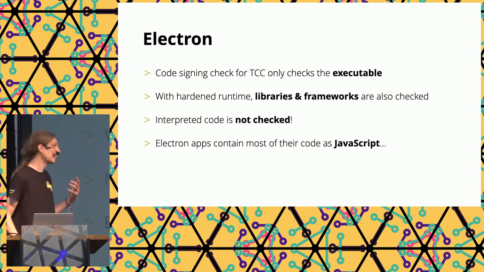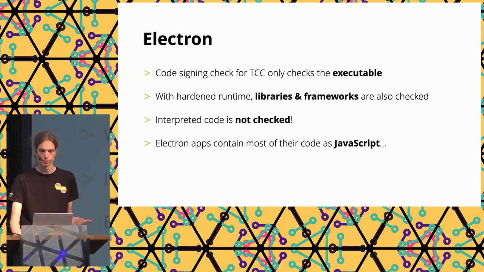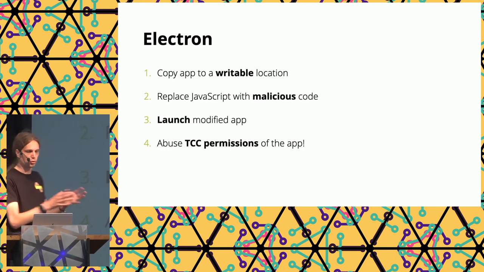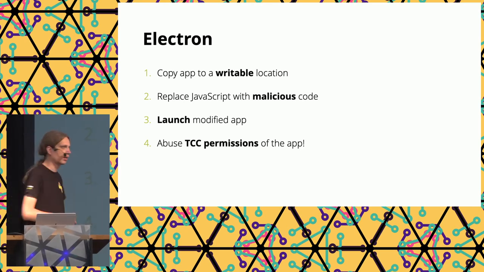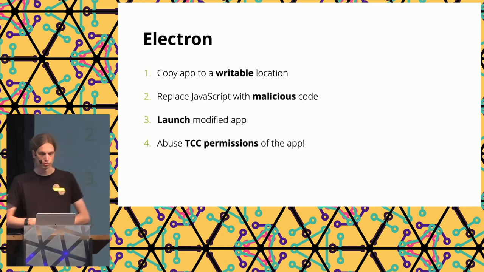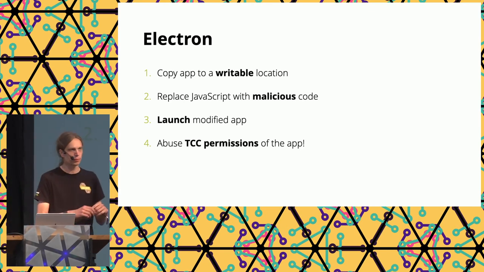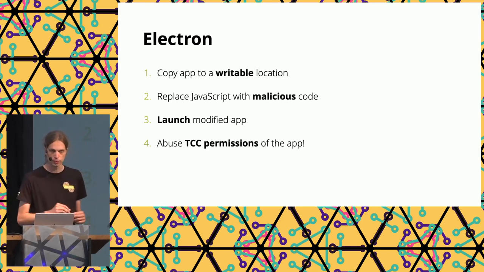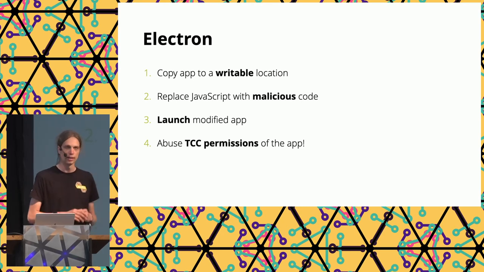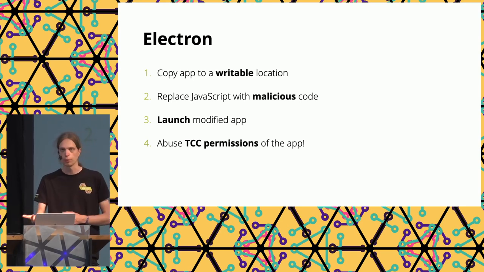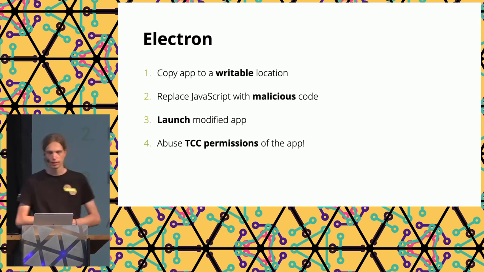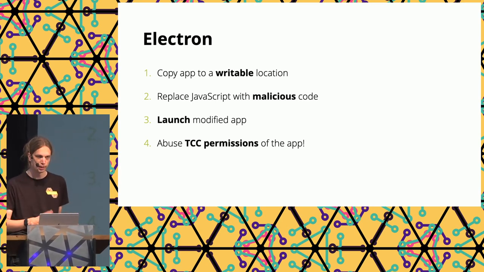So in basically every Electron app, you can do the following attack. You copy the application to a writable location. You can do this if you have some access to the machine already, so you cannot do this remotely. And you take out the JavaScript, replace it with some malicious JavaScript. You launch the modified application. And now you have the TCC permissions that your original application had. So even if your application doesn't have access to the webcam, but you copied an application that did have access to the webcam, then you can now also access the webcam without having to ask the user for permission.